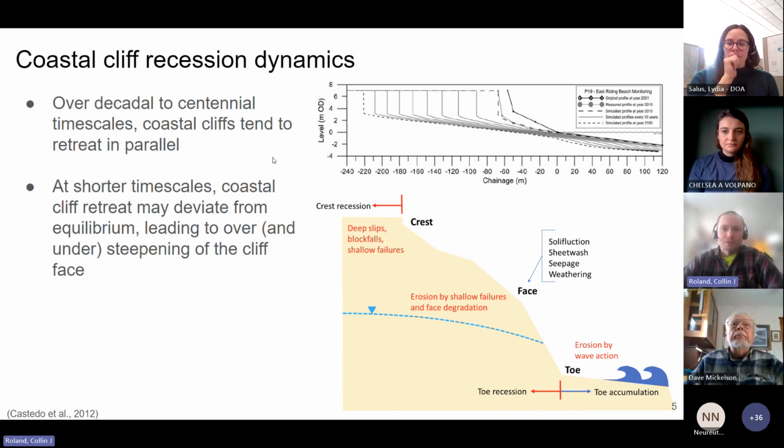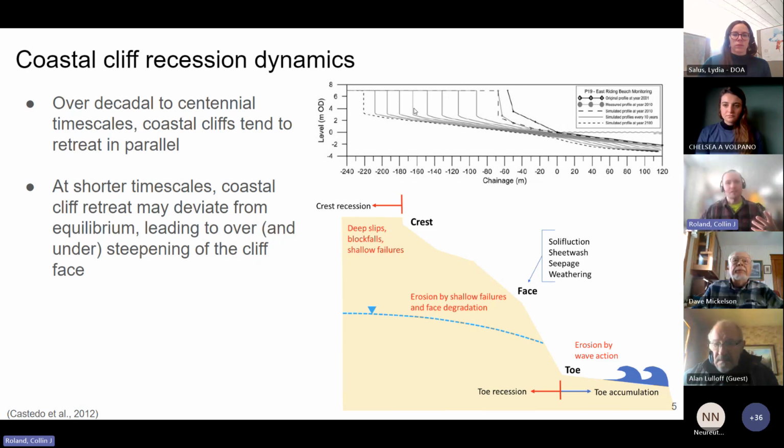So I just want to make sure we're all on the same page about how coastal cliffs recede. I'm not sure what talks y'all have seen or how many you've been able to attend. I just want to set the stage for the timescales of coastal cliff recession. Over decadal to centennial timescales, we expect coastal cliffs to tend to retreat in parallel. In the figure on the upper right, we have the near vertical cliff face stepping back in time. That's what this progression of lines is, and that's what we expect to see over longer timescales.